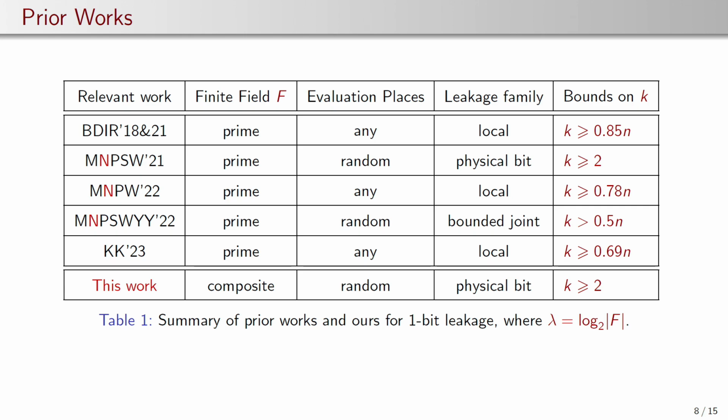Okay. Another observation is that for the physical bit leakage model, we can get very good parameters. So the reconstruction threshold can be very small. It doesn't need to be greater than or equal to 2. But for the other, the reconstruction threshold needs to be quite large. It has to be at least half of n.